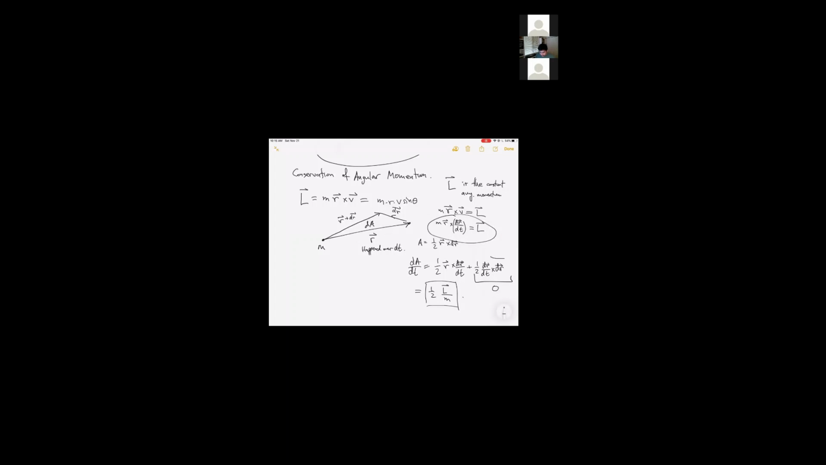All right. Any other questions on Kepler's second law? Okay, does not appear to be any more questions.